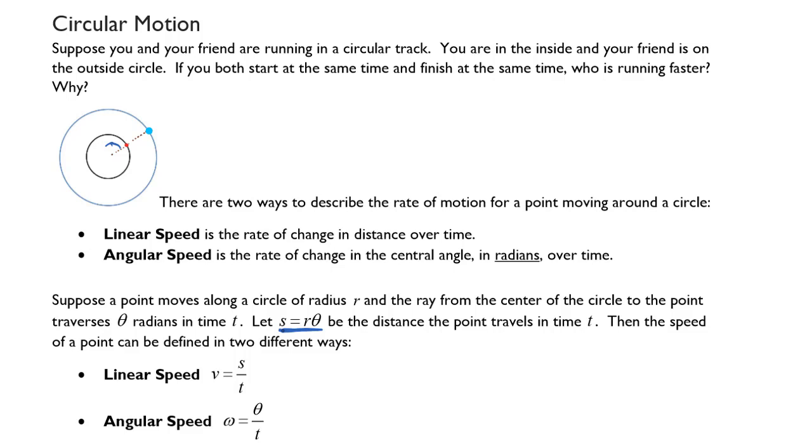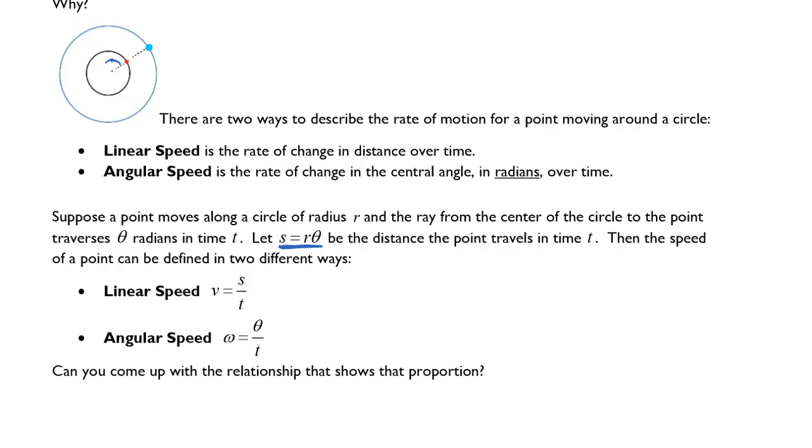Then the speed of a point can be defined in two different ways. There's a linear speed, v, velocity, equals s over t, and angular speed, and this is another Greek letter, omega, equals theta divided by t. So the next question is, can you come up with the relationship that shows that proportion? This might not be super obvious, but we can use a substitution of one of these formulas into the other and get v equals r omega.